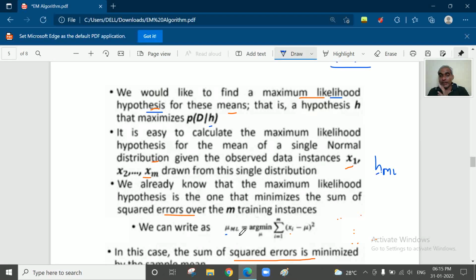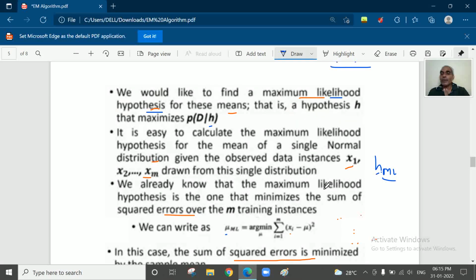Mu of maximum likelihood is nothing but argmin. You have to minimize the sum of squared errors, right? Argmin of summation for i equal to 1 to m, xi minus mu whole squared. So you find the difference between xi and the mean, and you reduce the squared errors. You find the argmin, which will be the maximum likelihood. So this is H ML, already discussed in the previous modules, and now we are going to call it mu here.